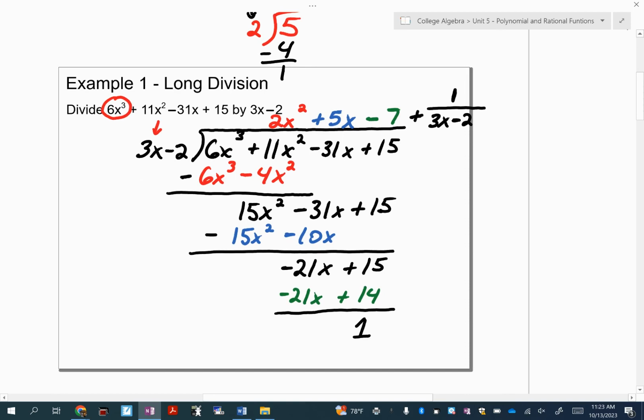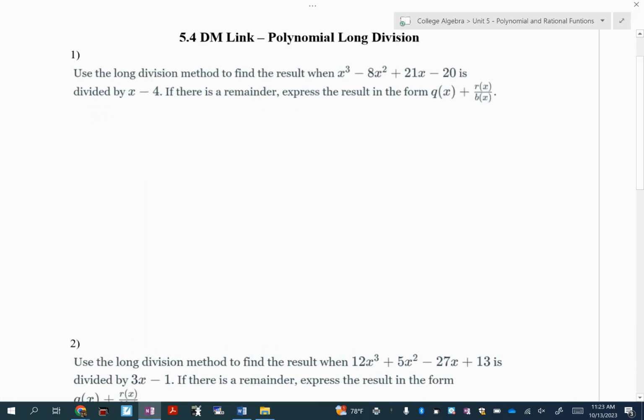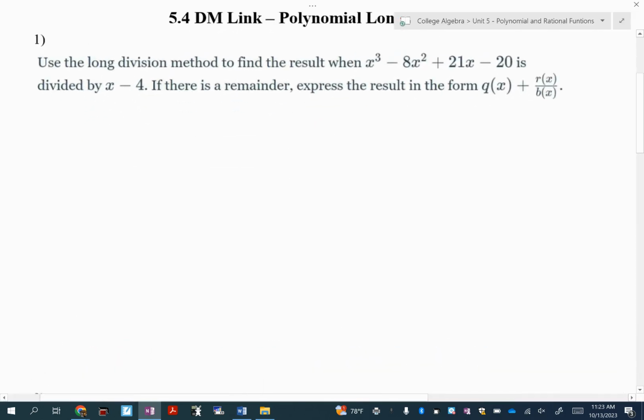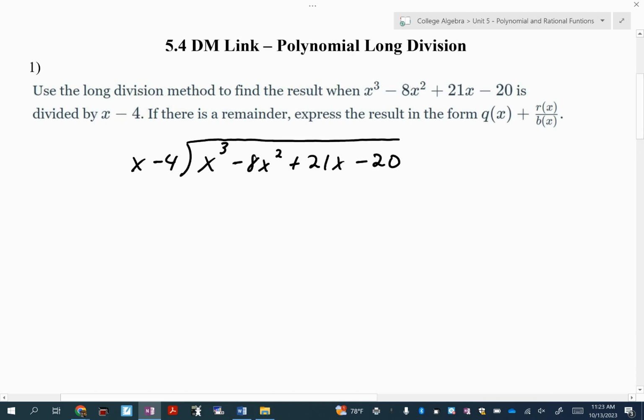Okay, I'm going to switch to the Delta Math link to practice 2 of these, where we can show you how it's going to look on those assignments. So same thing: x cubed minus 8x squared plus 21x minus 20 divided by x minus 4. So repeat that process that we just did. I'm trying to think of something times x to give me x cubed. That would be x squared.